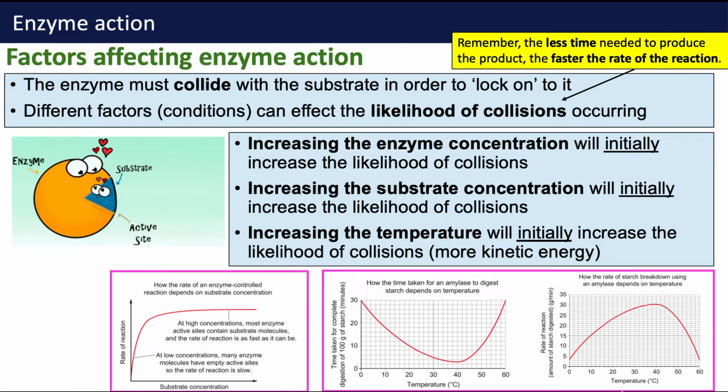The graph on the right, again for temperature, showing the same thing. However, we've got rate of reaction on our y-axis. We can see the increase there. We'll talk about why there is this rapid decrease in the rate of reaction at much higher temperatures in a moment.